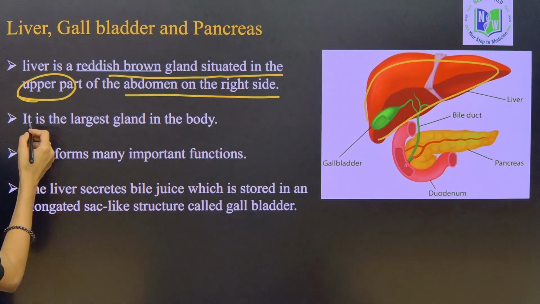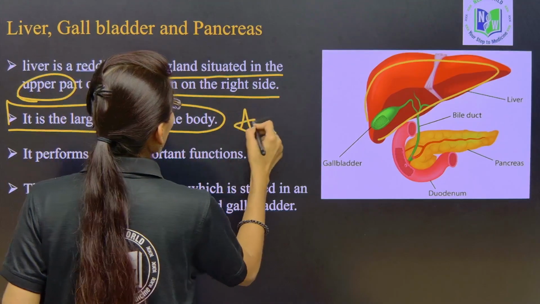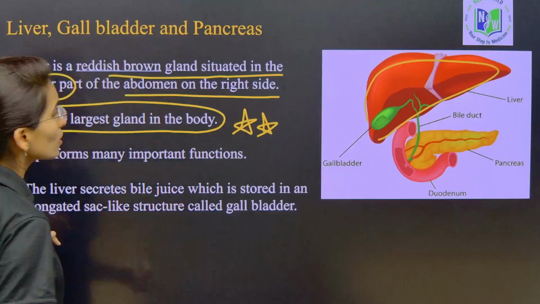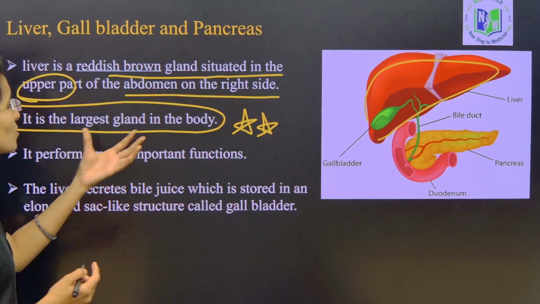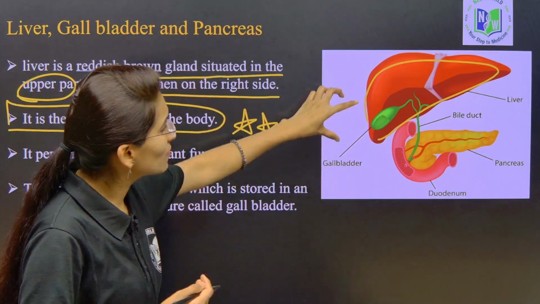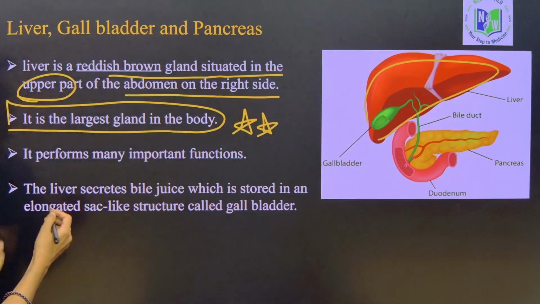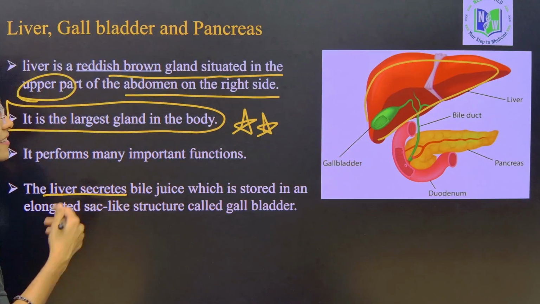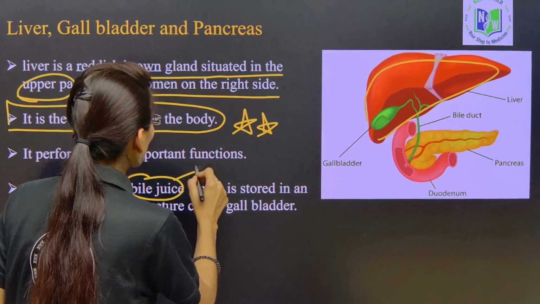And next, this is one of the most important points. It is the largest gland of our body. Generally the liver is involved in performing many functions, students. Mainly the liver secretes the bile juice. So it is most important.